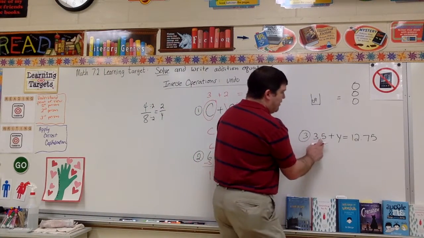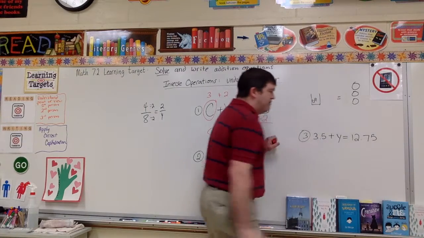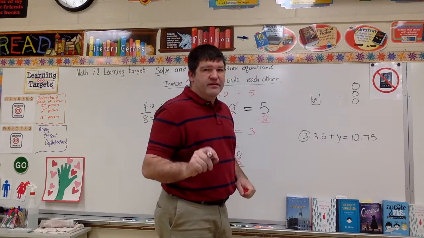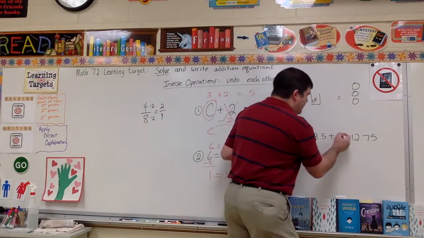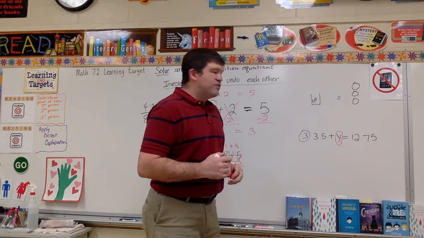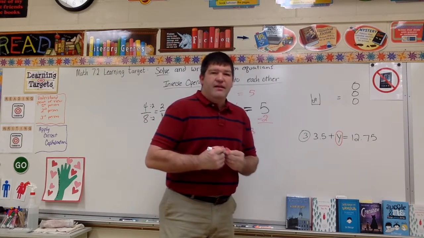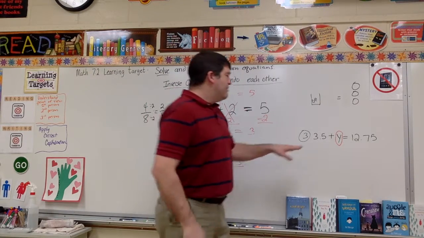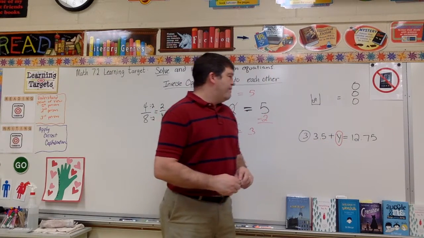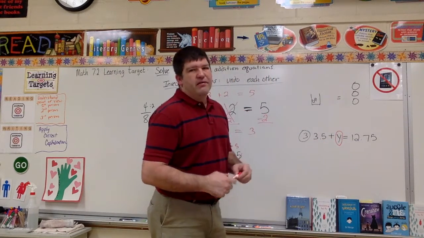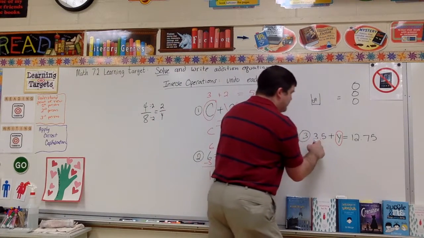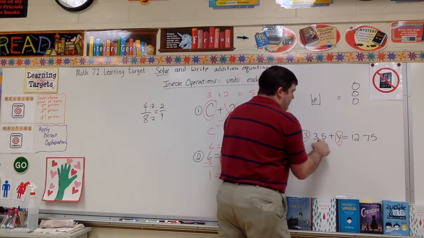I see I have 3.5 plus y equals 12.75. Now you got to remember a little bit about how to add and subtract decimals, which I know you remember. I circle my variable. So I'm solving for y. I want to find out what y is. This one's a little bit harder to do mentally, okay? I might be able to do it, but I'm not going to work that hard because I have a different method.